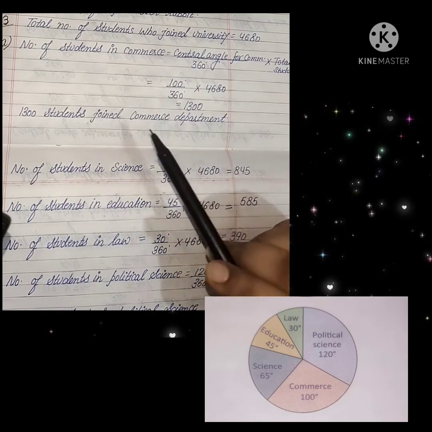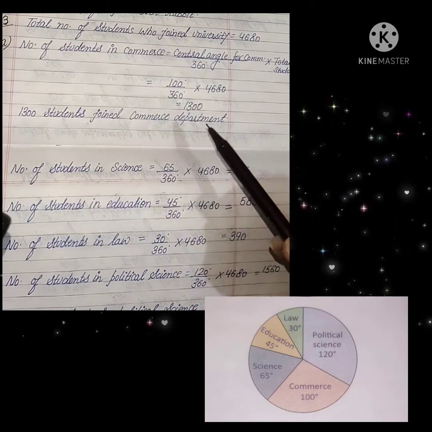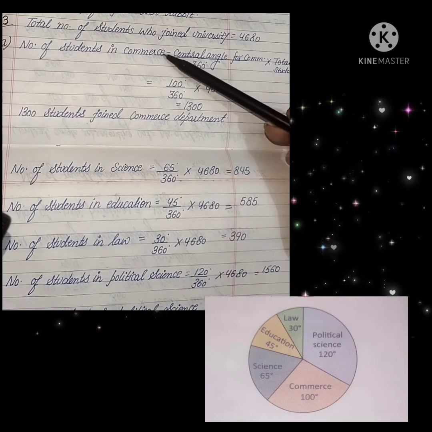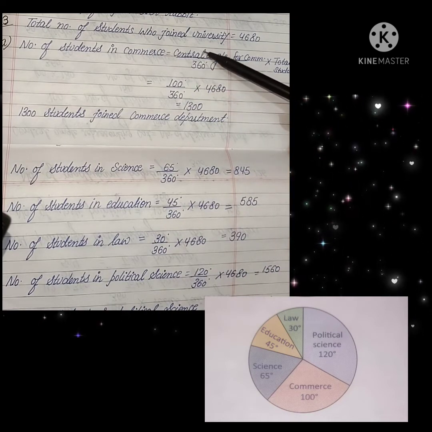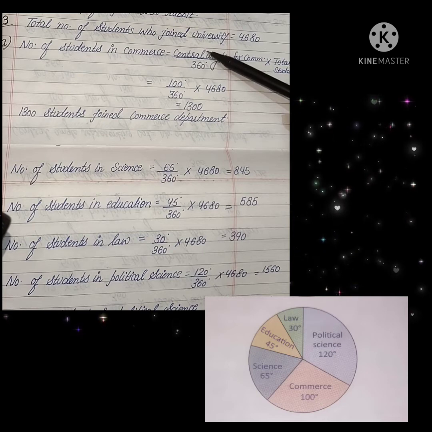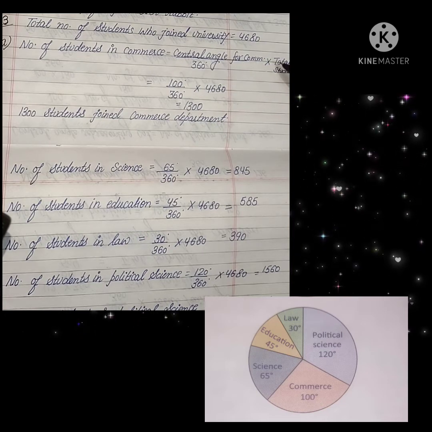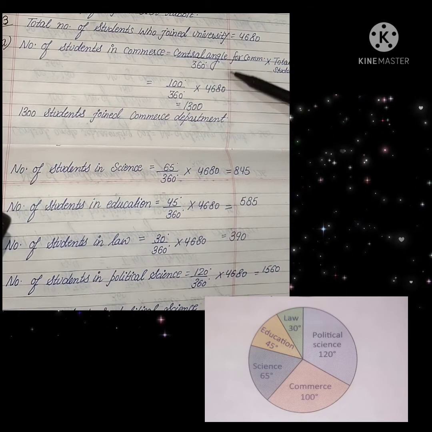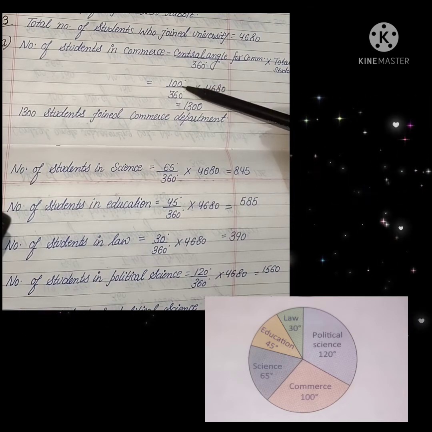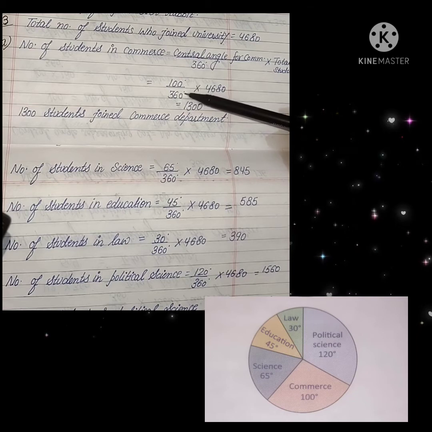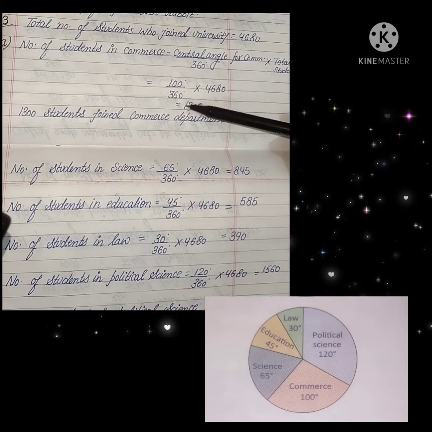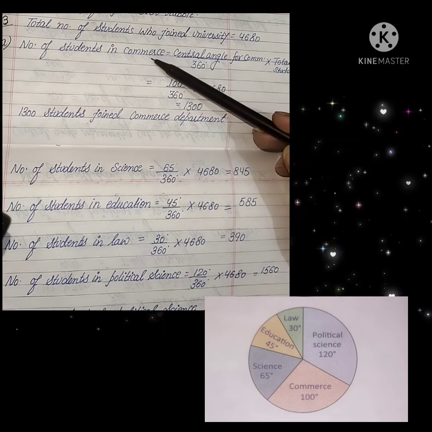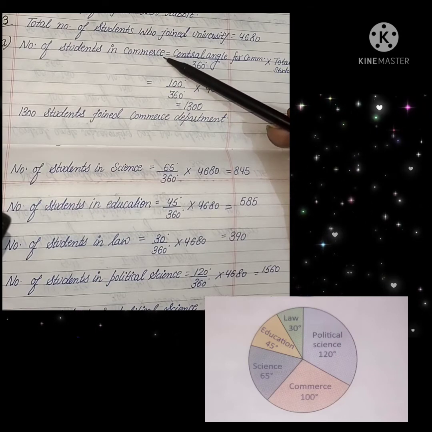We will use the same formula as I explained in the case of central angle. Number of students will be equal to central angle for the commerce upon 360 degree multiplied total students. Total students are 4,680 and central angle for commerce is 100 degree. Total is 360 degree. On solving it we get 1,300 students got admission in commerce department.